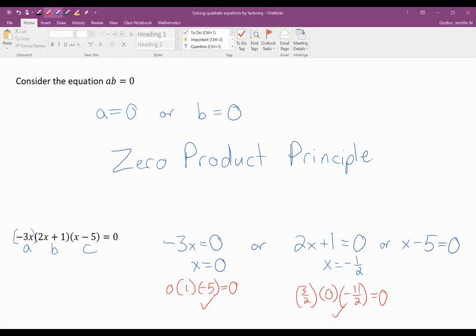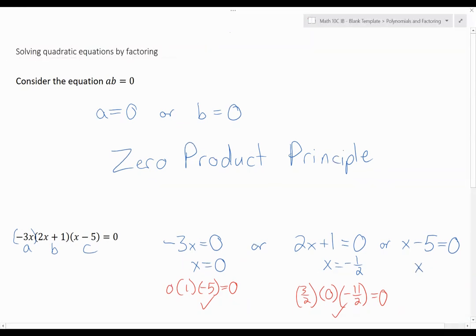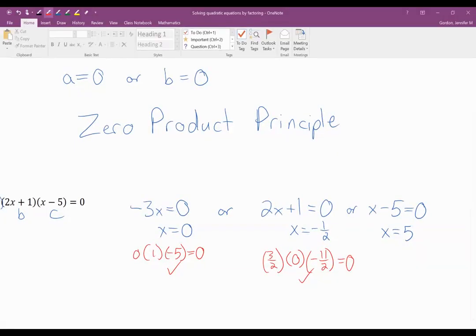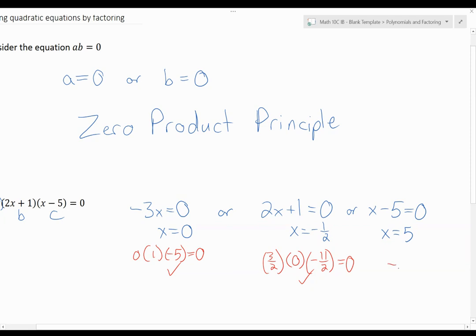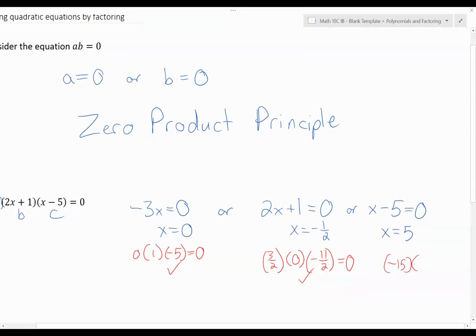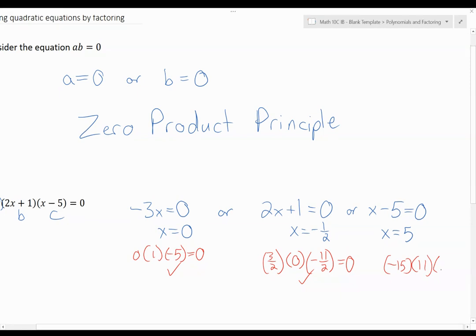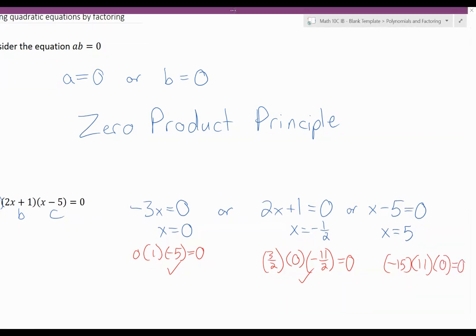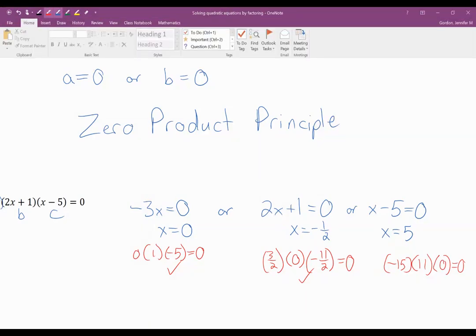And then finally, if I solve x minus 5 equals 0, that means x equals 5. And again, if I were to substitute this into the original, I get negative 3 times 5 is negative 15, times 2 times 5 plus 1, which is 11, times 5 minus 5, which is 0. So as soon as I multiply those together, I get 0. So all three of these values of x are solutions to that original equation.